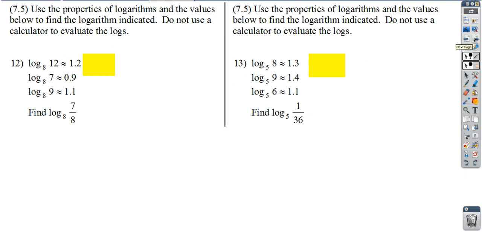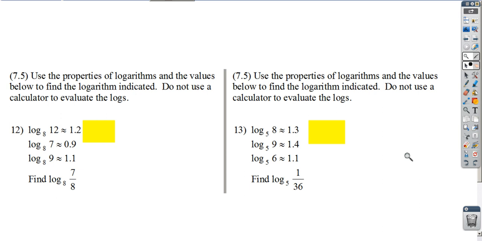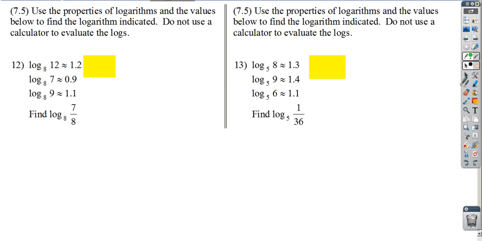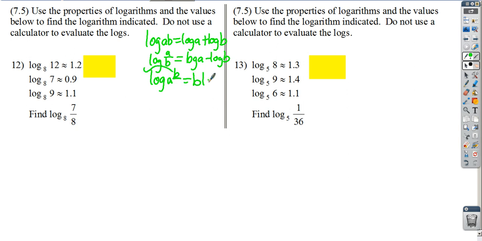Alright, this involves using the properties of logarithms, and the important part is we have to be able to do this without using a calculator. The only way you can do that is by knowing these properties. So here are the properties. The log of two things multiplied is like taking the log of the first number plus the log of the second. If you're dividing two numbers inside of a log, that's like taking the log of the first minus the log of the second. Finally, if you're taking the log of something raised to a power, you can take that power and just bump it in front right there.